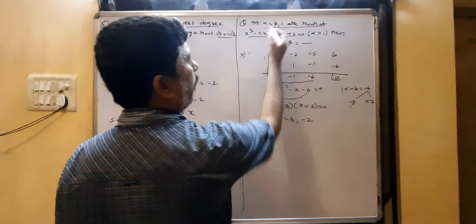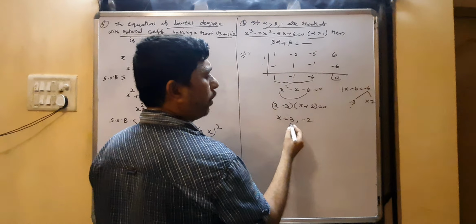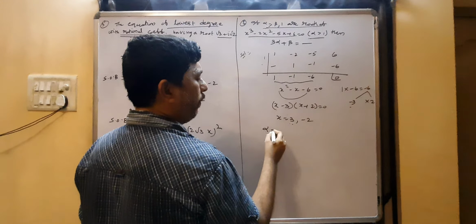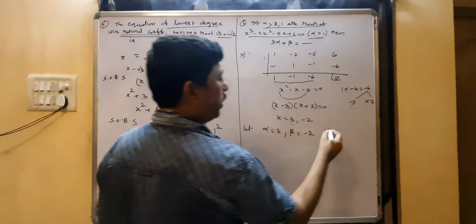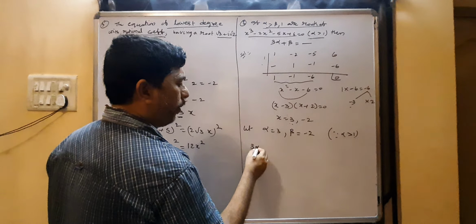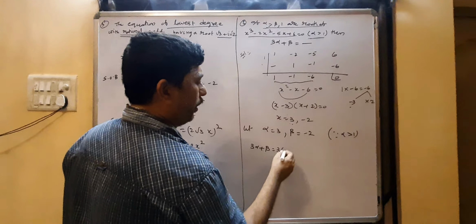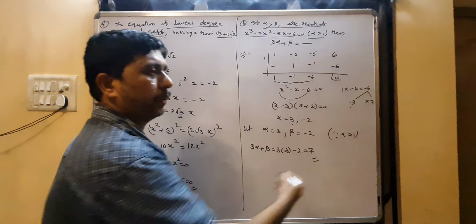But they have given alpha, beta, and alpha is greater than 1 is given. So out of these two, greater than 1 is 3. So alpha I will take as 3, beta I will take as minus 2, since alpha should be greater than 1 is given. 3 alpha plus beta, that is 3 into 3 plus minus 2, 9 minus 2, 7 is the answer.